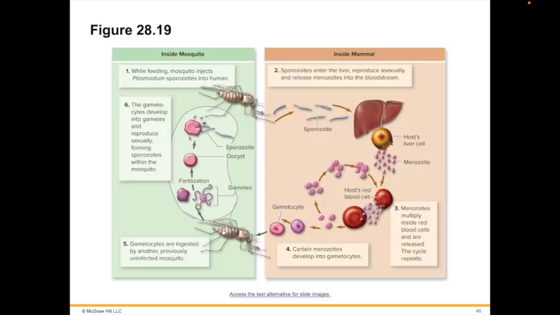And you're seeing here how it works. While feeding, the mosquito injects the Plasmodium sporozoites into the human. The sporozoites enter the liver and reproduce asexually and release the merozoites into the bloodstream. The merozoites multiply inside red blood cells and are released, and the cycle repeats and repeats. Certain merozoites develop into gametocytes, and the gametocytes are ingested by another previously uninfected mosquito, and the gametocytes develop into gametes and reproduce sexually, forming sporozoites within the mosquito, and the cycle repeats itself. That is malaria by way of Plasmodium, the apicomplexan.